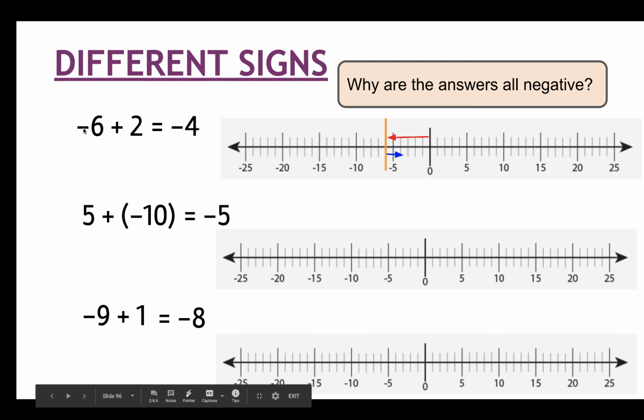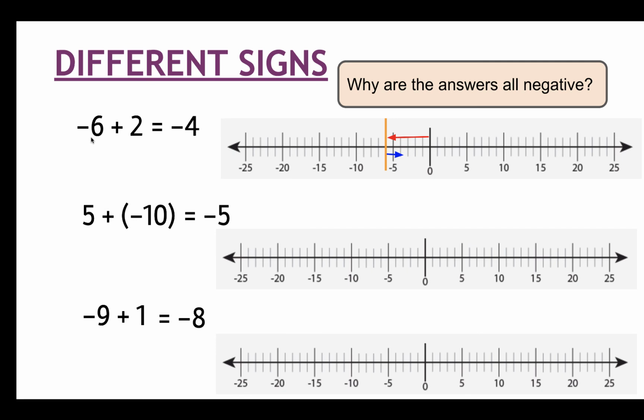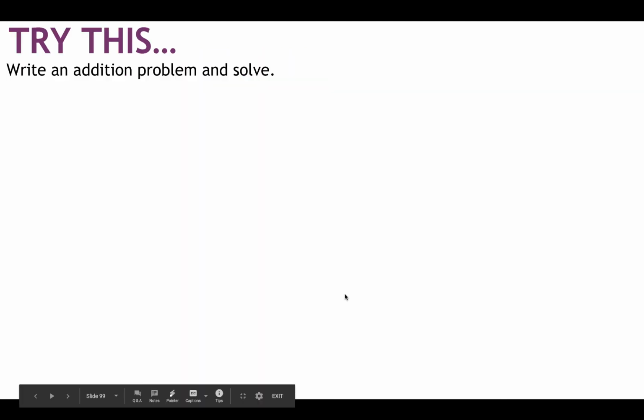Well, if you think about it now, the absolute value of -6 is 6. The absolute value of 2 is 2. The negative term had the larger absolute value. And look at my sum. Right here, the absolute value of 5 is 5. Here, the absolute value of -10 is 10. So the negative term had the larger absolute value. Look at my sum. Flip to the back of your notes.